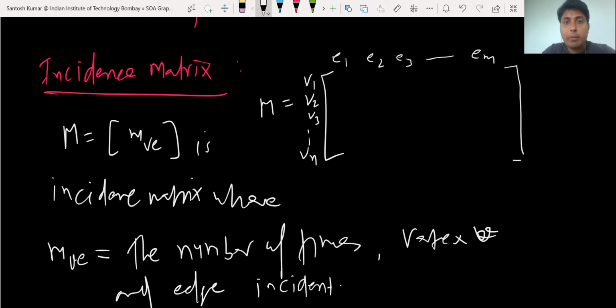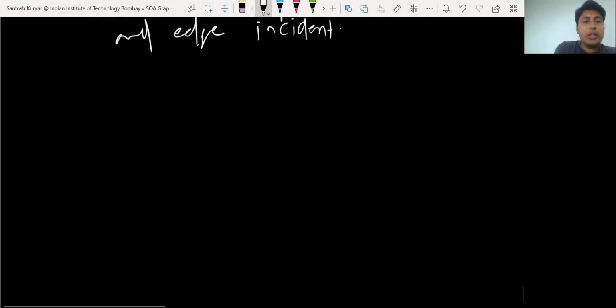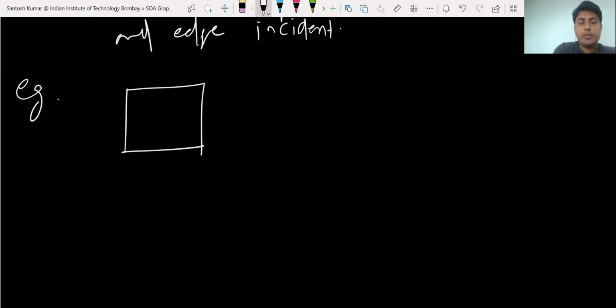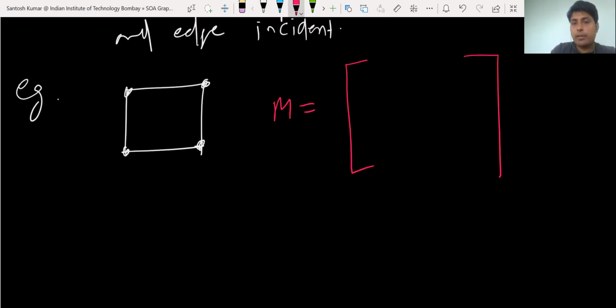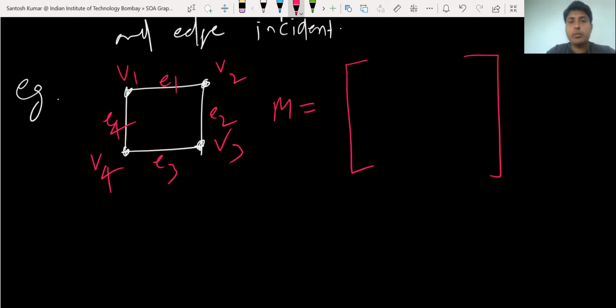Let me explain this by example, so it will be better. Draw any graph. For example, let me draw a simple graph, this C4. This is a simple graph with 4 vertices and 4 edges. I want to make the incidence matrix corresponding to this. This graph has 4 vertices, which we name V1, V2, V3, V4, and the edges are E1, E2, E3, E4.